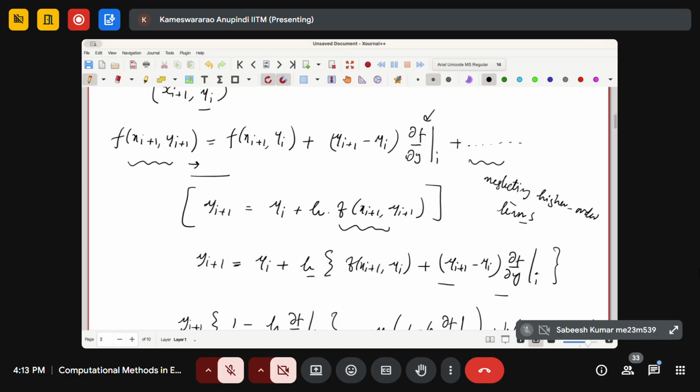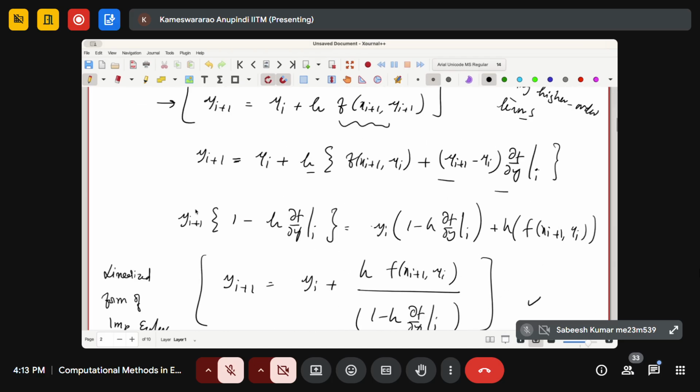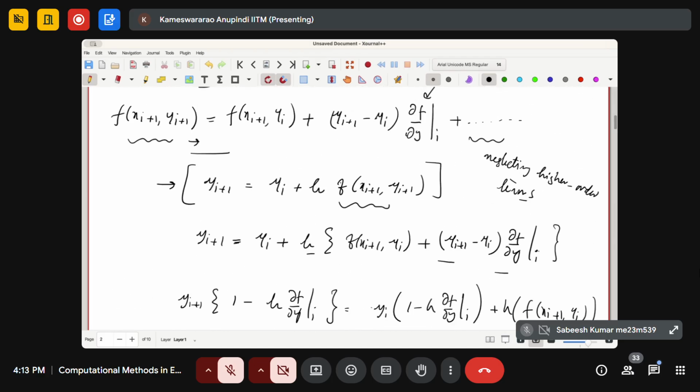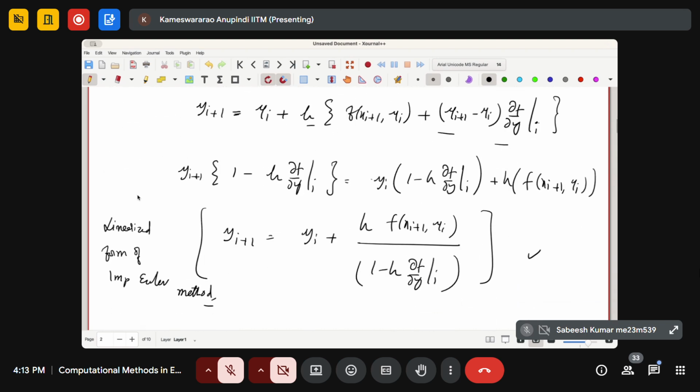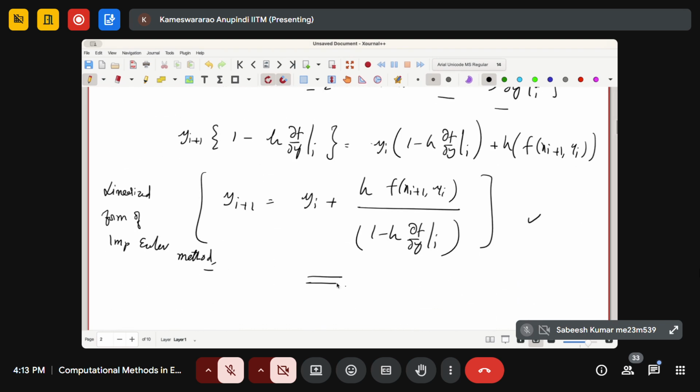Now, if you have to implement the nonlinear form, then you don't need a linearized form. However, once you substitute, you would get a nonlinear algebraic equation, which you can solve using a Newton-Raphson method at every xi plus 1, xi plus 2, and so on. That is going to give you the same answer as what you would get from the linearized form of the implicit Euler method.